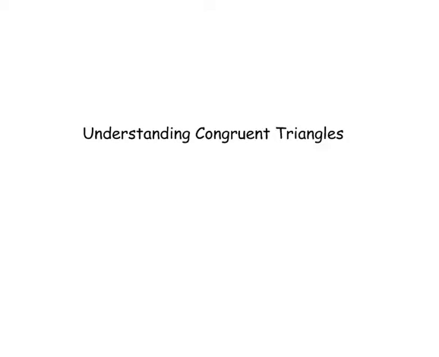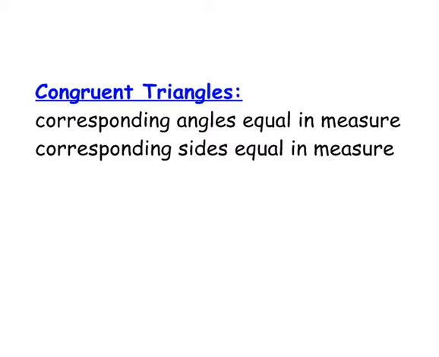This lesson is on understanding congruent triangles and what it takes to prove that two triangles are congruent. To start with, congruent triangles are triangles that have corresponding angles that are equal in measure and corresponding sides that are equal in measure.